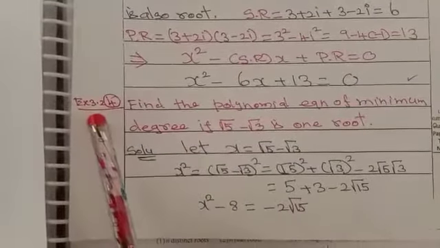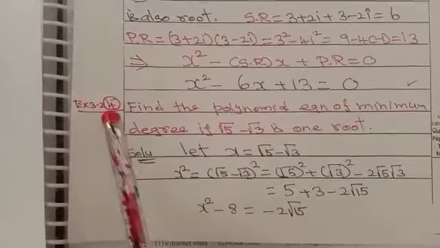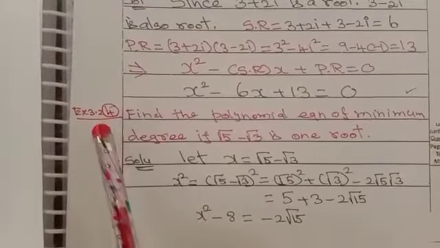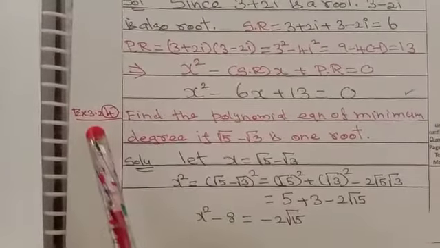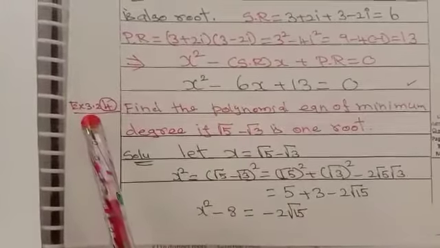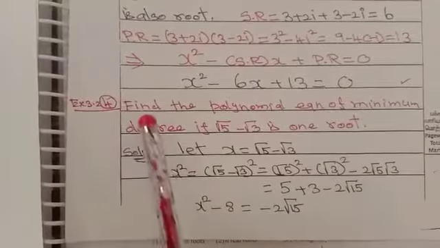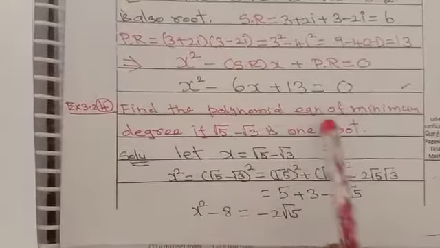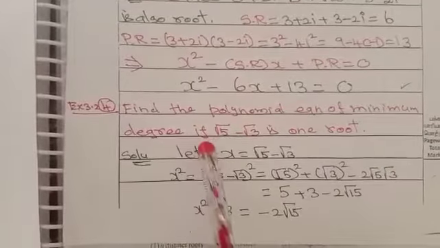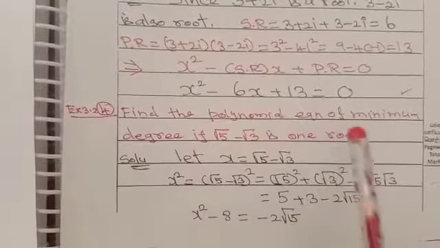Welcome to Max class. Chapter 3, theory of equations, exercise number 3.2, fourth sum. Find the polynomial equation of minimum degree if root 5 minus root 3 is one root.